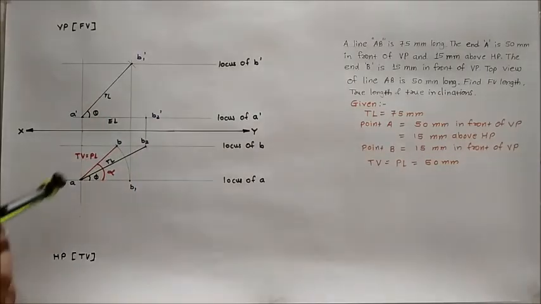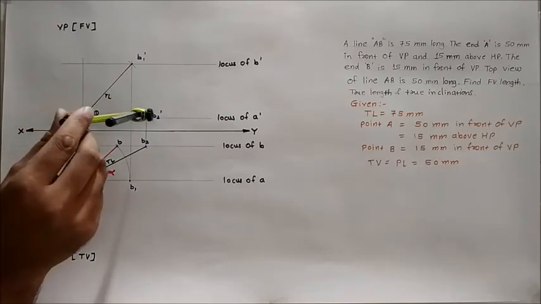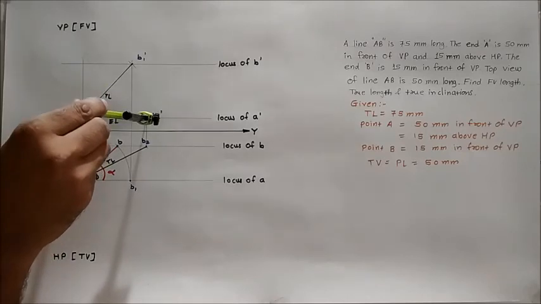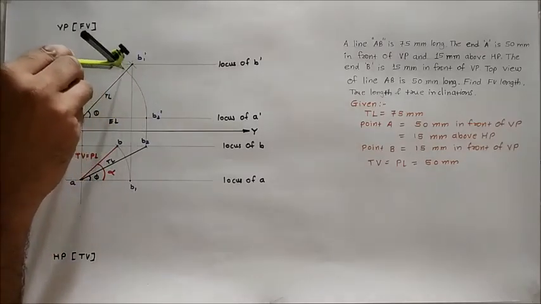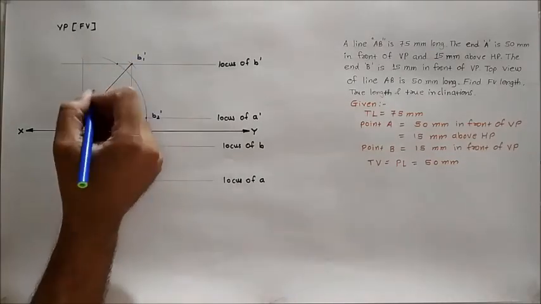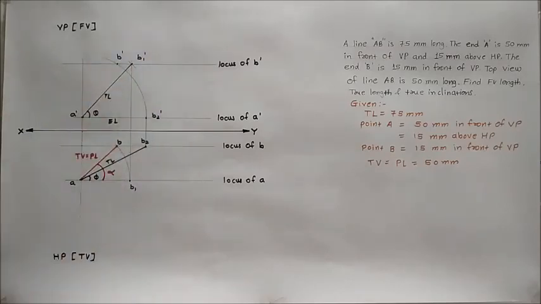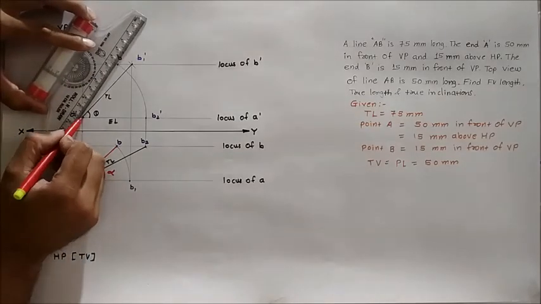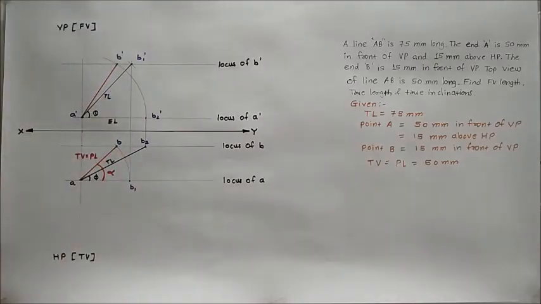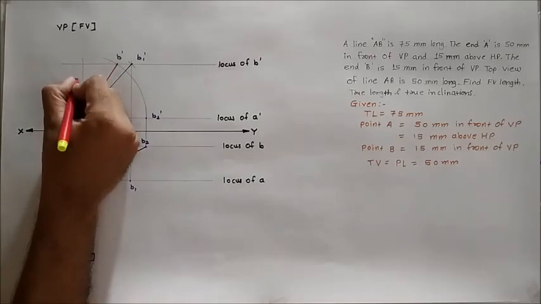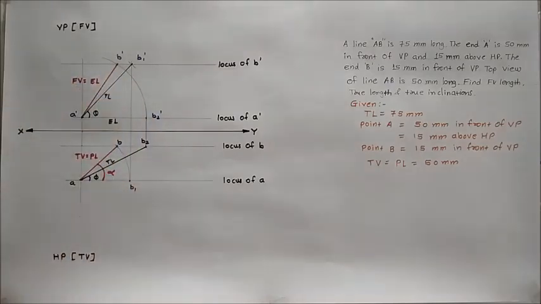For plotting the front view of the line, take the distance A dash to B2 dash in your compass. Keep your compass at A dash and rotate this B2 dash point till it meets with the locus of B dash. Mark the point on the locus of B dash as a point B dash. Join this A dash B dash, which is equal to the elevation length of the given line. A dash B dash is elevation length of the line, which is front view of the line.